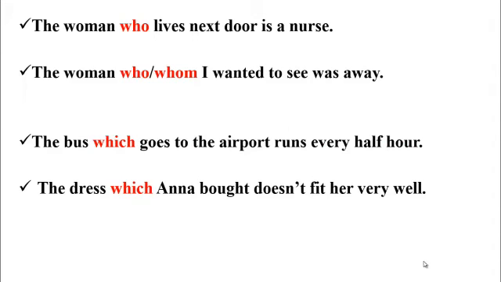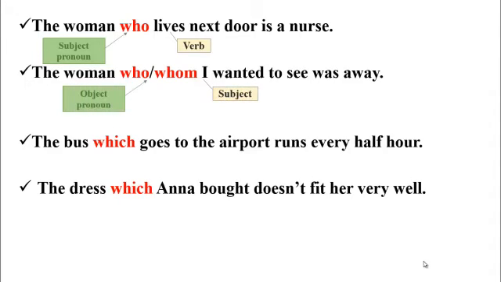So how can I know if the relative pronoun like who, whom, that or which is a subject or object pronoun? It's easy. Let's study the following examples. The woman who lives next door is a nurse. Here the relative pronoun is who. What's after who? A verb. So it means that the relative pronoun here is a subject pronoun. Let's move to the second example. The woman who or whom I wanted to see was away. Here the relative pronoun is followed by a subject. What does it mean? Whom or who here is an object pronoun.